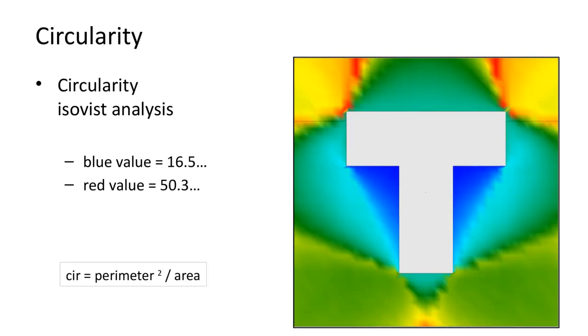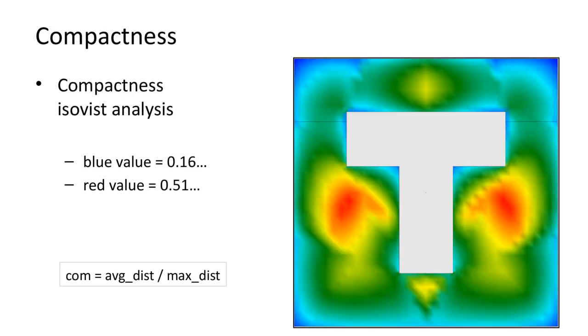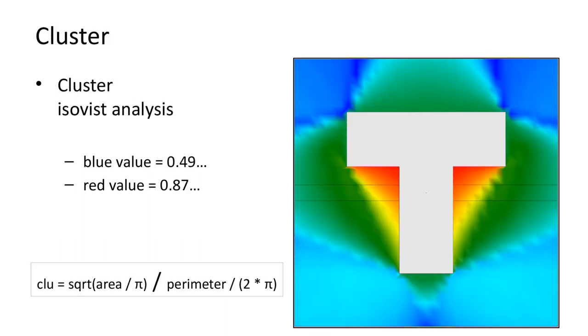Circularity Isovist analysis. This calculates the square of the perimeter divided by the area. Compactness Isovist analysis. This calculates the average distance divided by the maximum distance. Cluster Isovist analysis. This calculates the ratio of two idealized circles.